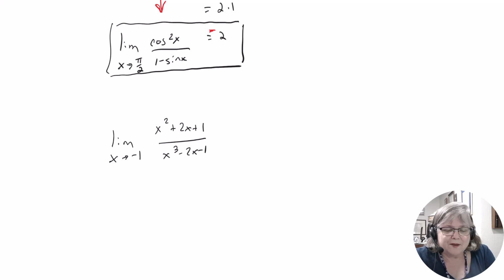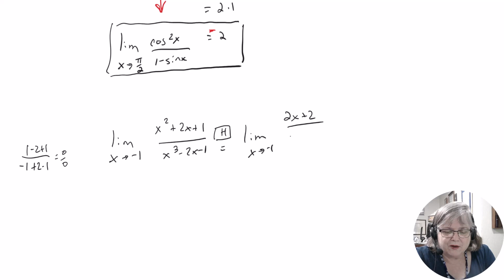Okay. So you go, can I just put the -1 in here? So this would be -1 plus 2 minus 1. And this would be 1 minus 2 plus 1. So that's 0 over 0. So I can apply L'Hopital's rule. So this would be the limit as x goes to -1 of 2x plus 2 over 3x squared minus 2.